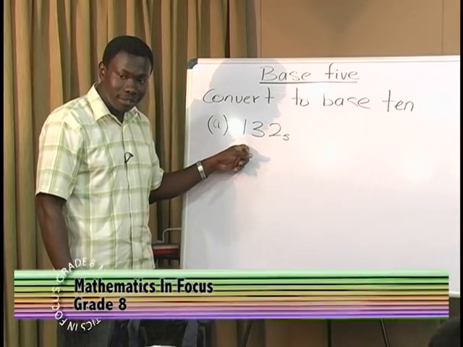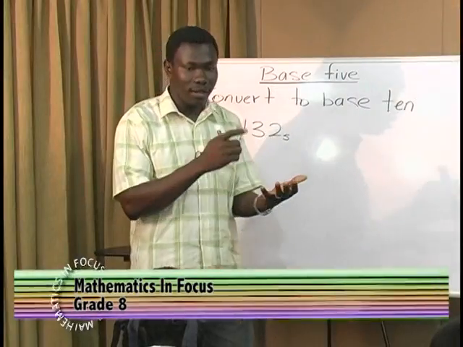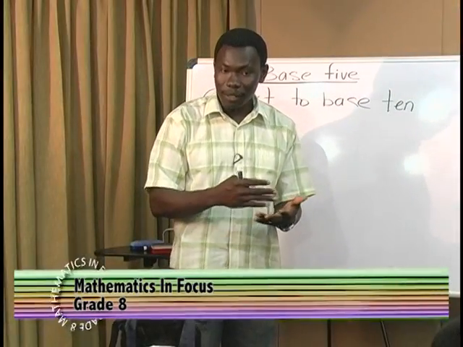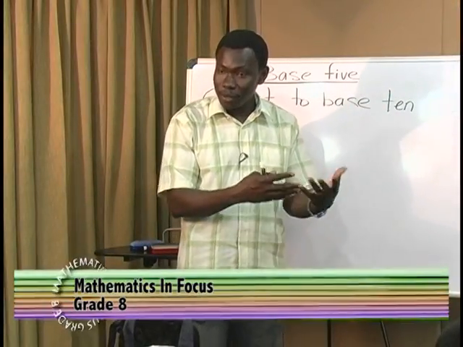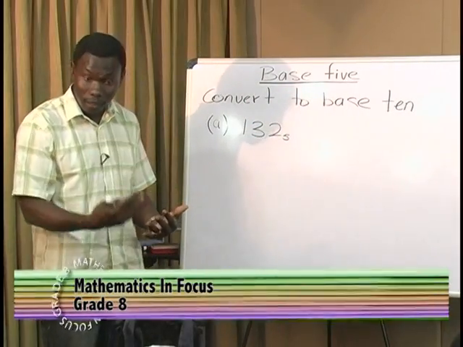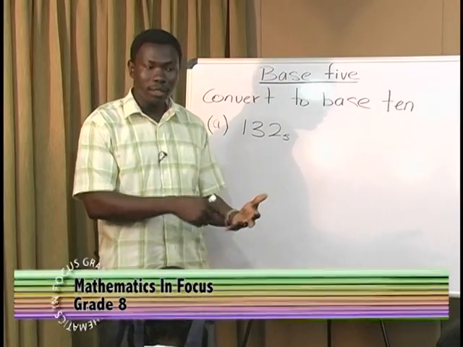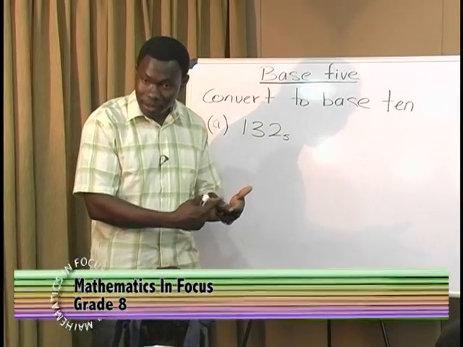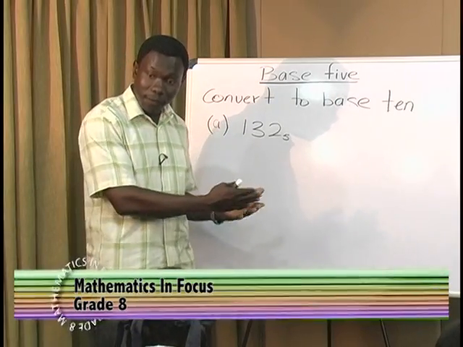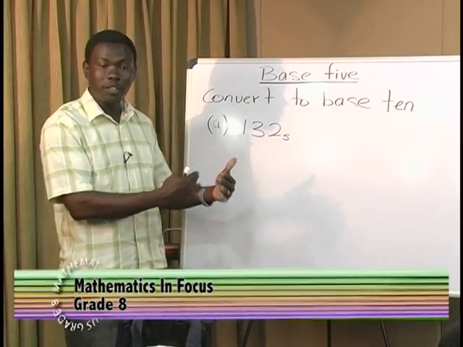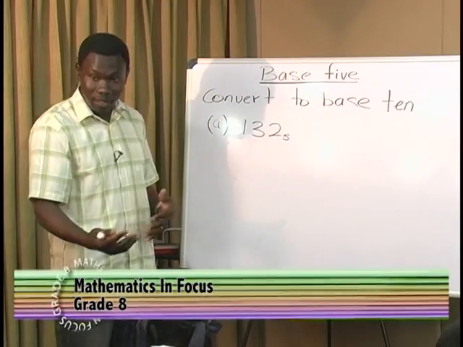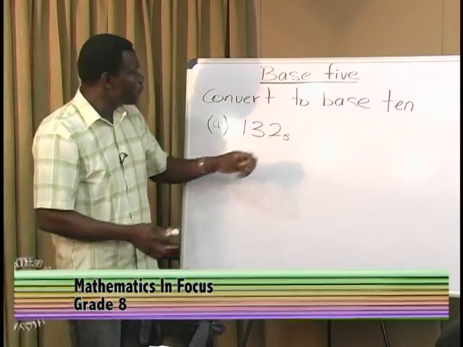With base 10, you say ones, tens, hundreds, thousands, so you keep multiplying by 10. When we did base 8, it was 1, 8, then 64, then 512. So you keep multiplying by 8. The same thing we did with 2. So now we're dealing with 5.